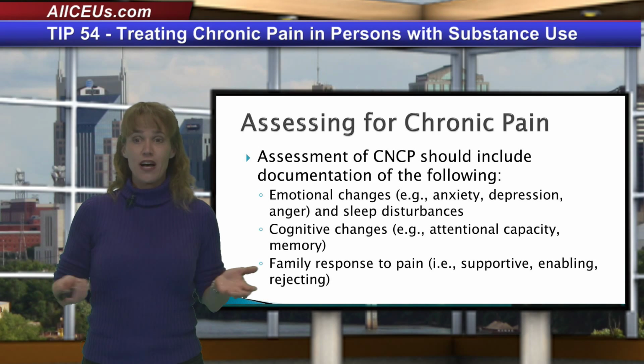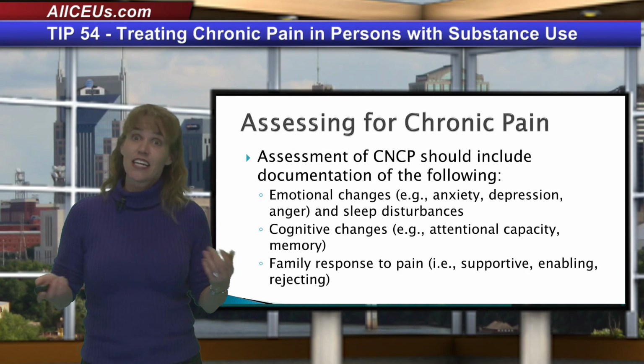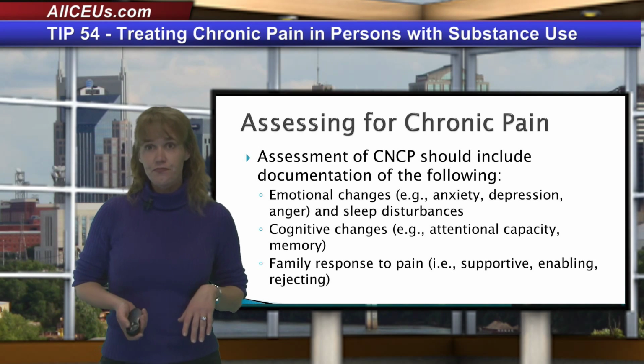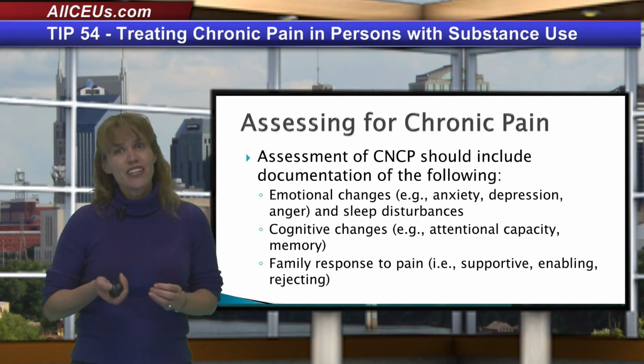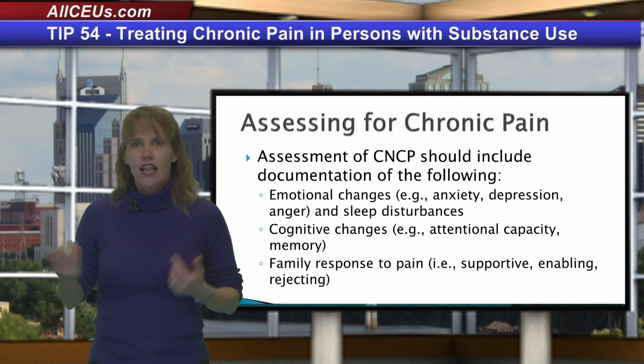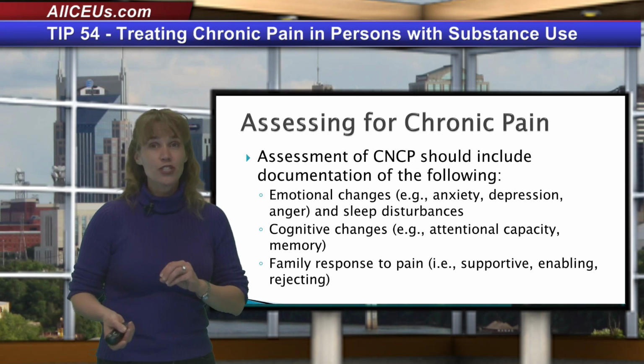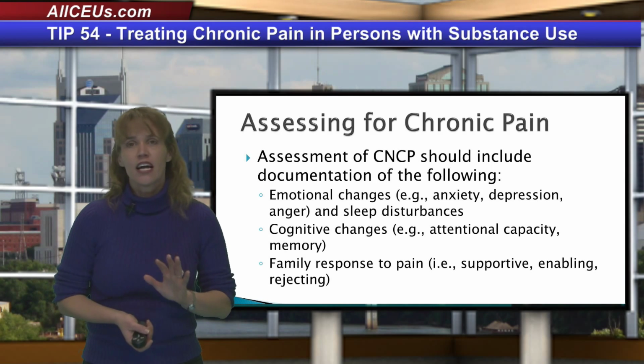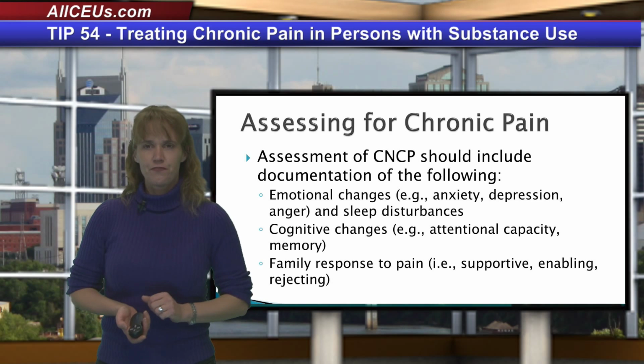What is the family's response to the pain? Are they supportive? Are they enabling? Or are they rejecting? Enabling is a big thing, especially, again, in people who have a history of substance use. They may have family members who are always trying to fix it and make it better, and they're not looking at the big picture.